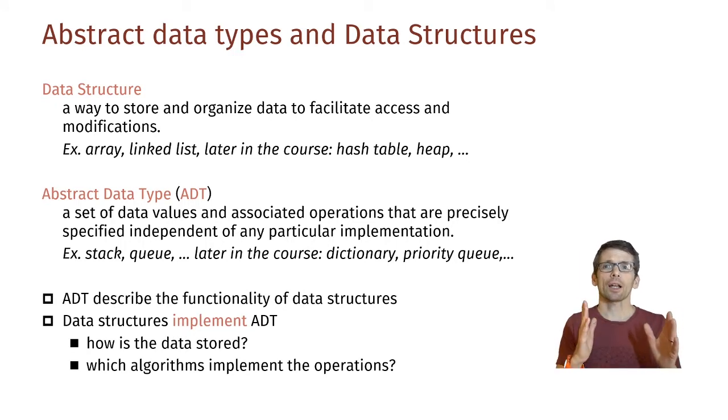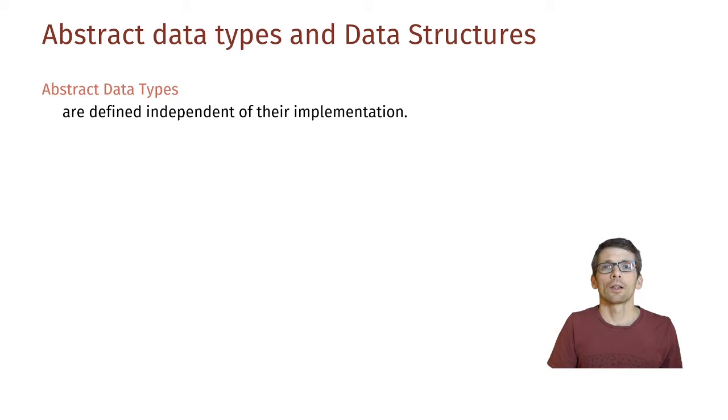So abstract data types describe the functionality that we want to have from a data structure, and then data structures implement an abstract data type. And when we define a data structure, we always have to think about how we are going to store the data, and then how we implement the algorithms that provide the operations that the abstract data type asks for. So why not directly work with data structures? Why define abstract data types?